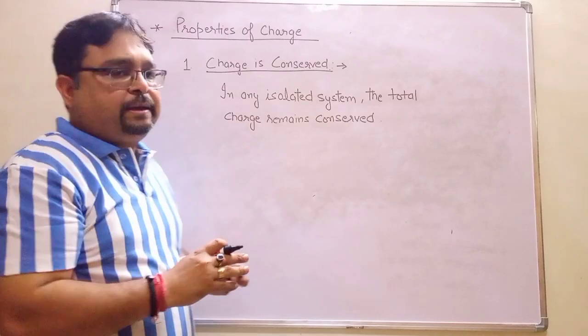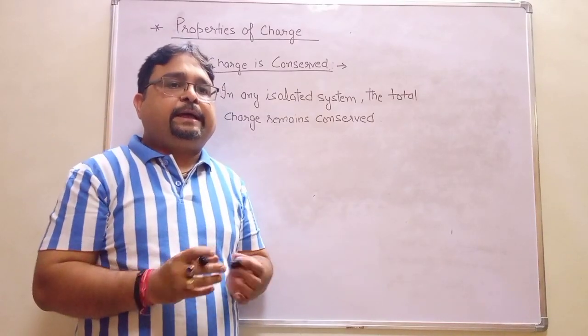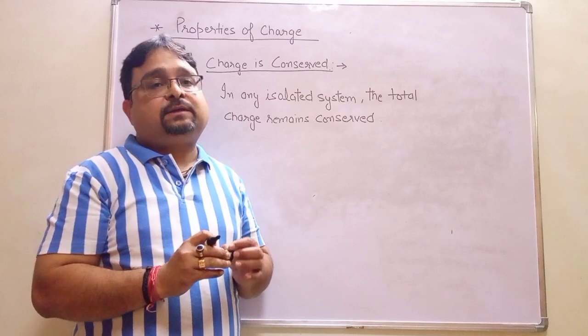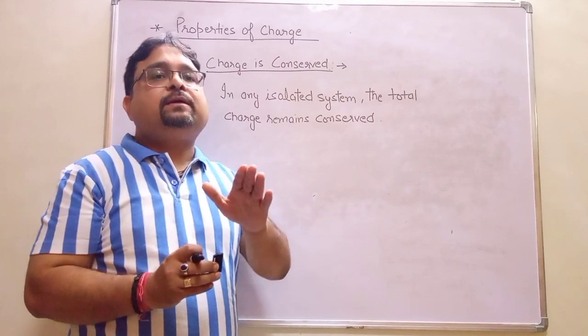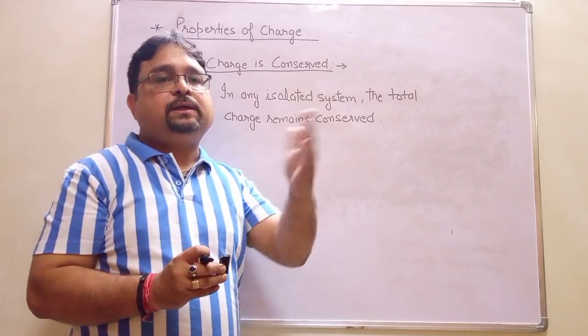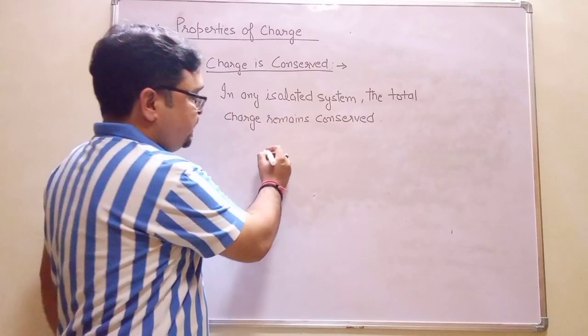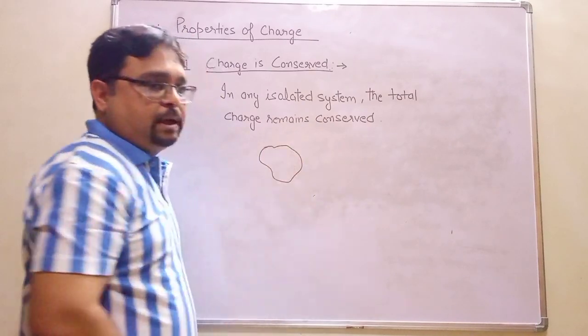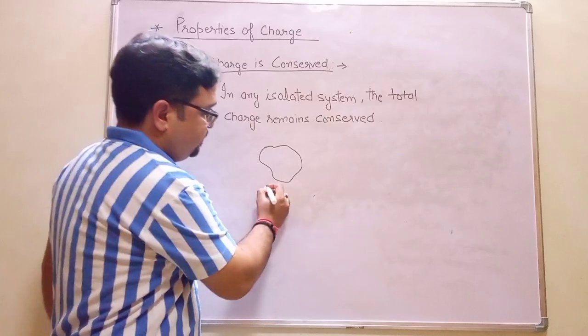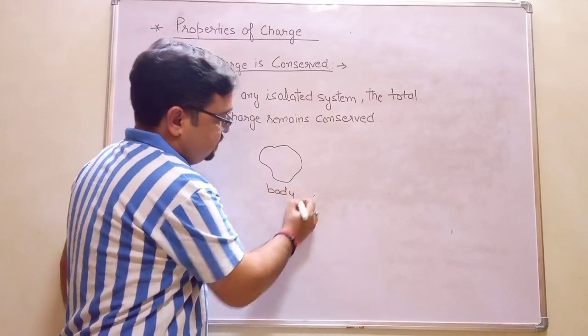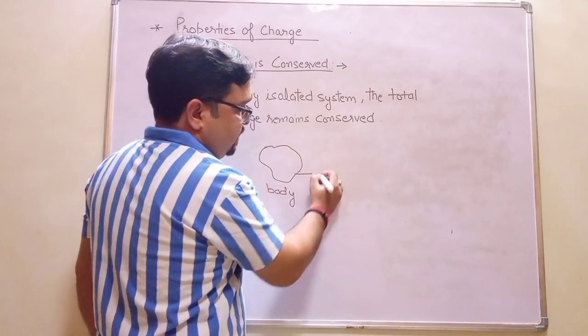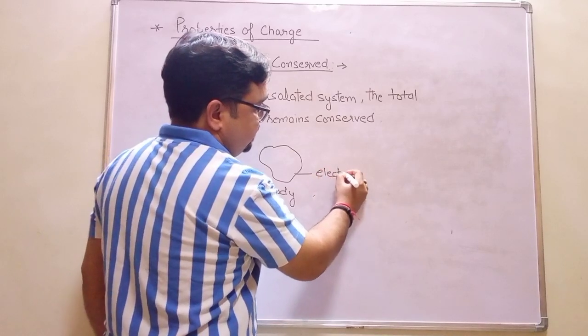Because we know every body, every material, has some charge, but that charge is equally distributed and it is equally opposite. Suppose there is a body, it is an isolated body, okay, so we can say it is electrically neutral.